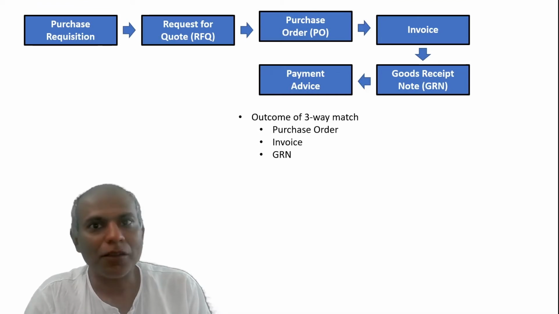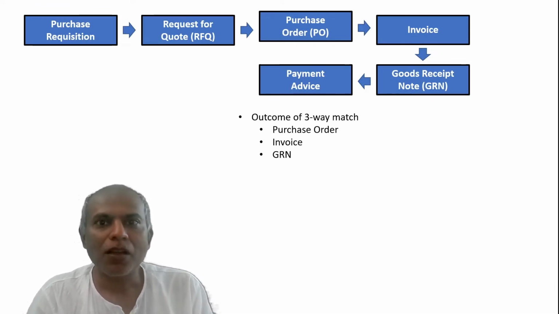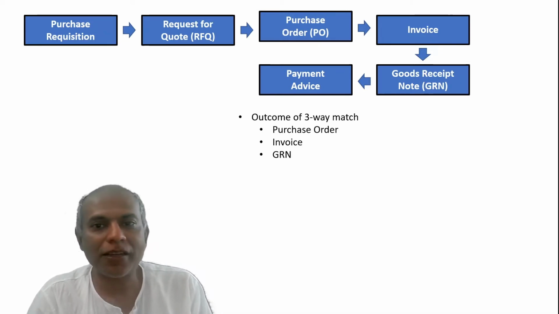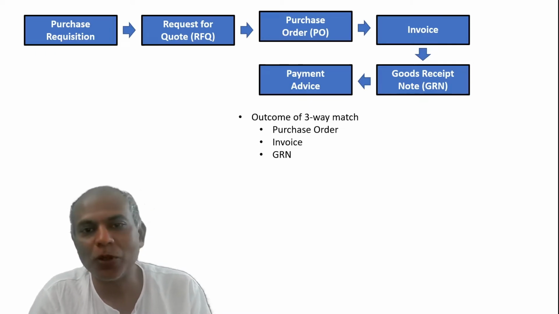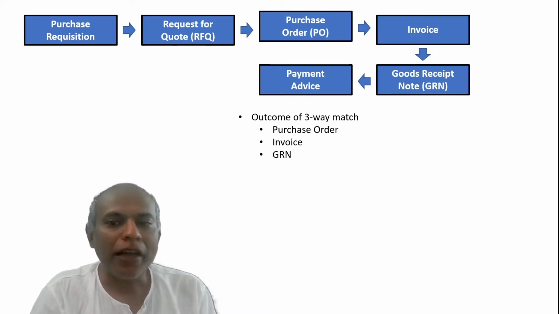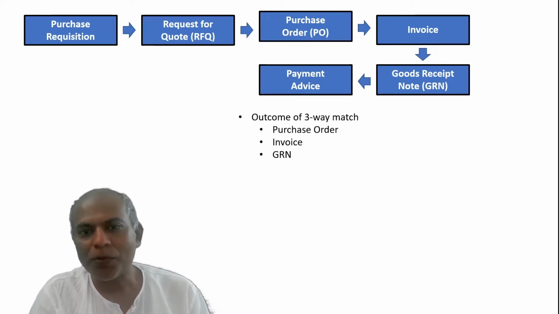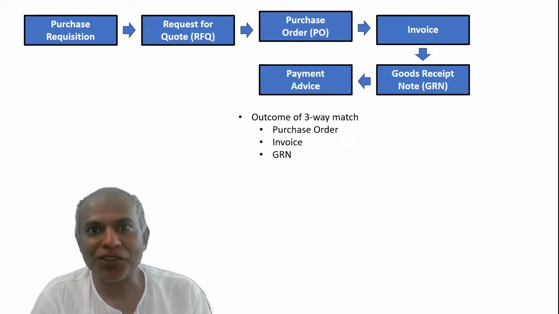The last part of a purchase to pay process is the payment advice. It is a note created to tell the supplier that, hey, you are being paid for the service or the material that you have delivered based on the terms mentioned in the PO and acceptance of the goods. So, a very important part of generation of the payment advice is the three-way match.